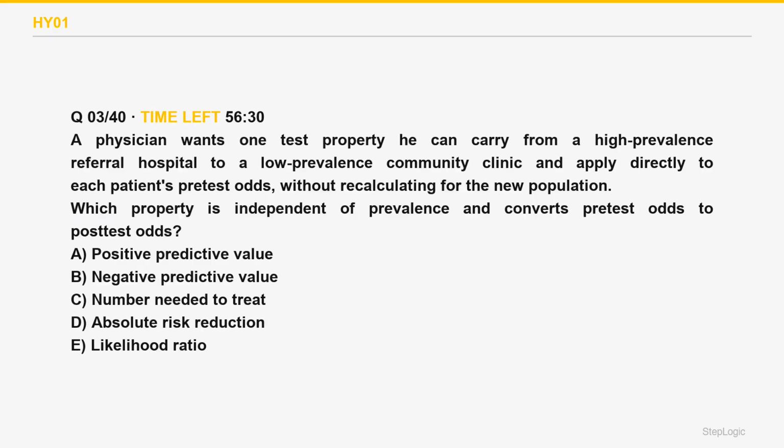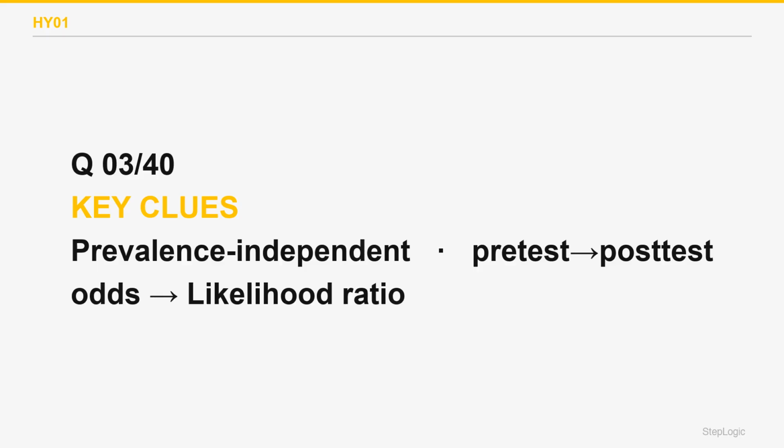Which property is independent of prevalence and converts pre-test odds to post-test odds? A physician wants one test property he can carry from a high-prevalence referral hospital to a low-prevalence community clinic and apply directly to each patient's pre-test odds without recalculating for the new population. Read the command, a prevalence-independent property that updates odds, that is the likelihood ratio.